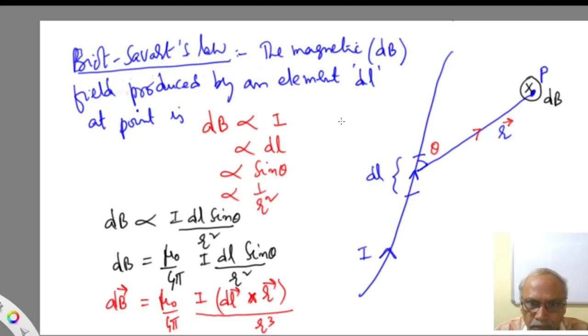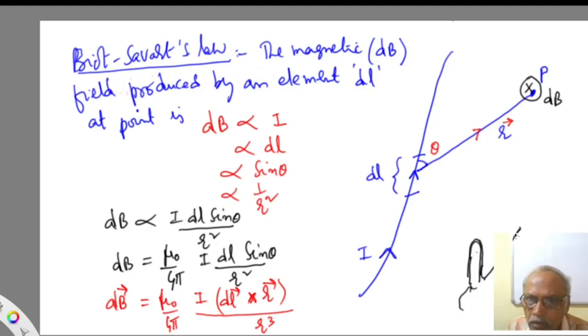You got it, I think? Yes, sir. And the direction of dB is perpendicular to the plane containing dl bar and r bar. dl bar and r bar are in one plane, then the direction of dB is perpendicular to that plane. For example, you have to keep your right hand thumb in the direction of current, then the fingers of that right hand.